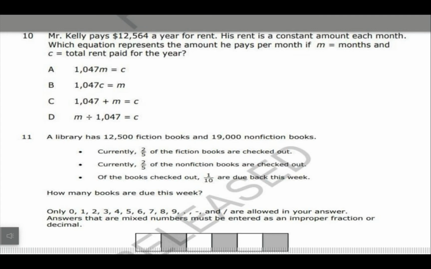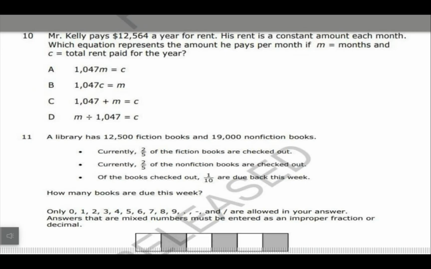So it says the library has 12,500 fiction books and 19,000 nonfiction books. Currently, 2/5 of the fiction books are checked out. Currently, 2/5 of the nonfiction books are checked out. Out of the books checked out, 1/10 are due back this week. How many books are due this week?